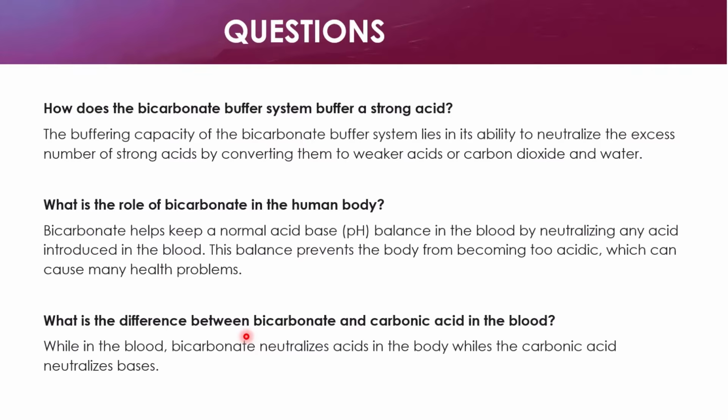Questions and answers. The first question says, how does the bicarbonate buffer system buffer a strong acid? The buffering capacity of the bicarbonate buffer system lies in its ability to neutralize the excess number of strong acids by converting them to weaker acids and carbon dioxide and water.